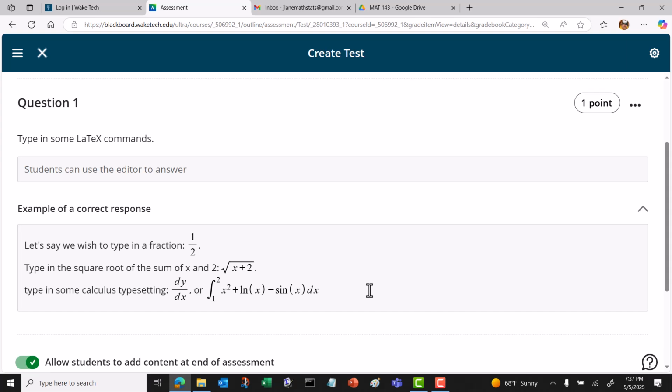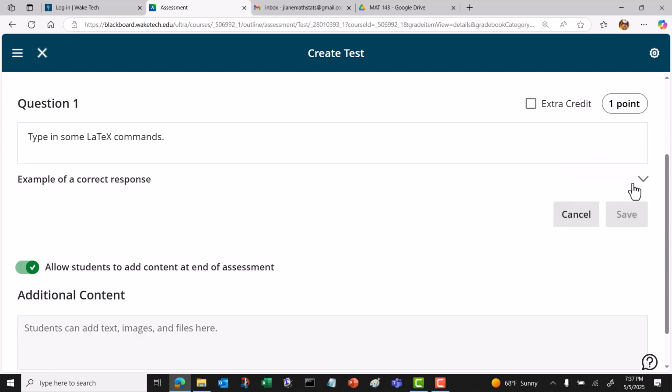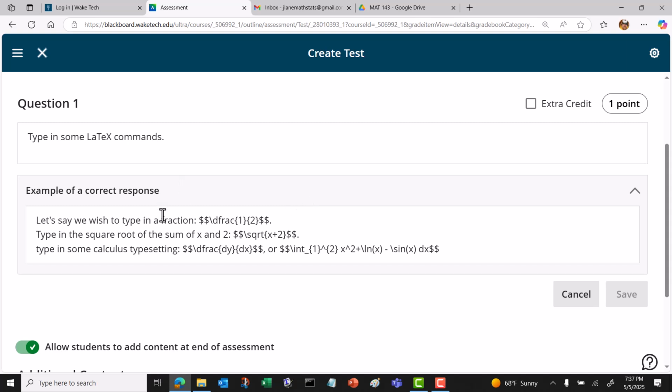And this is, again, just a brief demonstration of how to use LaTeX in Blackboard Ultra. Remember that in order to make it work, you have to know the LaTeX commands, but you also need to capture them inside double $ signs in order to get the LaTeX to operate correctly.